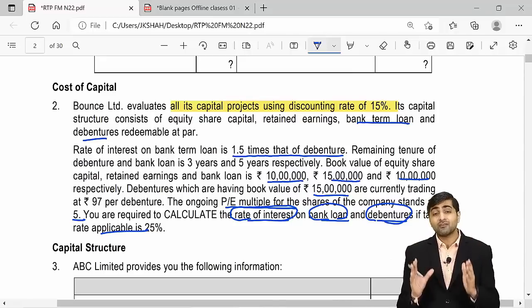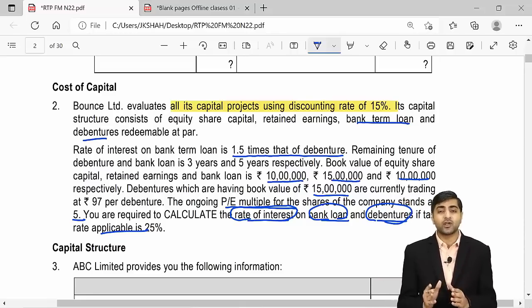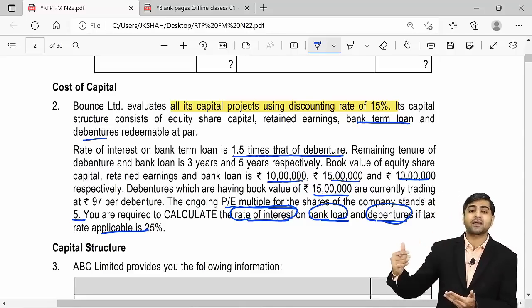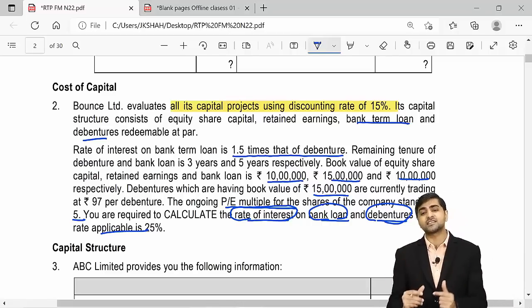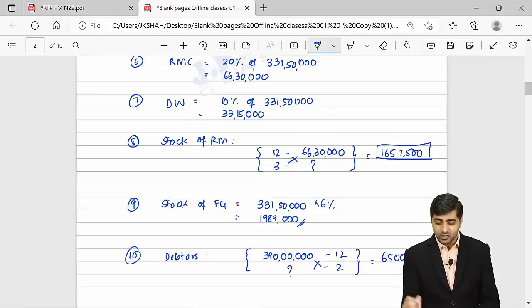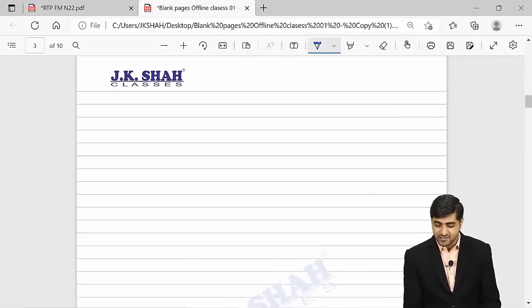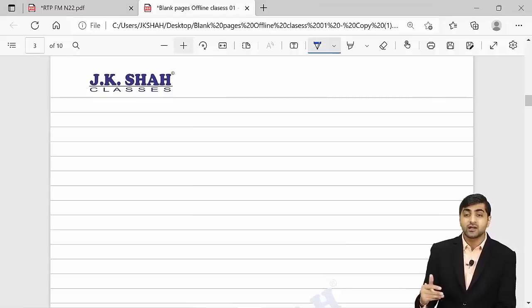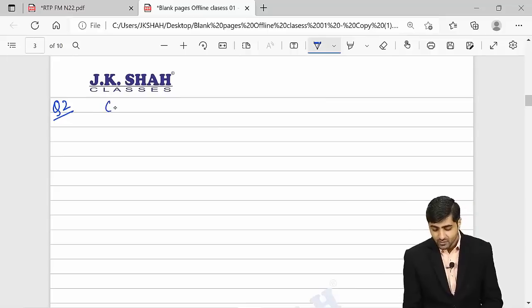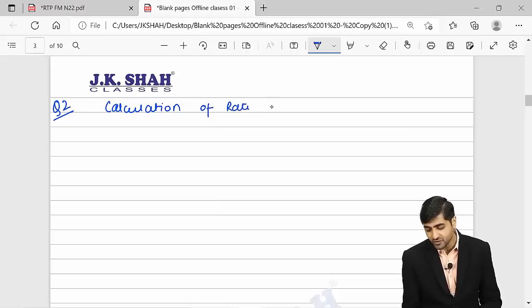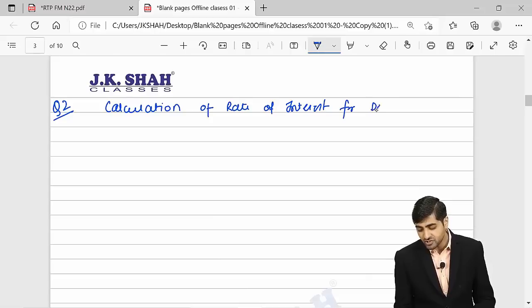First of all, you identify what is the required part: you are required to calculate your rate of interest for your bank loan and for your debentures. Because that rate is not available, but we have the WACC rate that is 15% available. So as a standard practice, we will prepare one table to calculate your WACC. You can give the heading, solution to question number 2, calculation of rate of interest for debenture and bank loan.